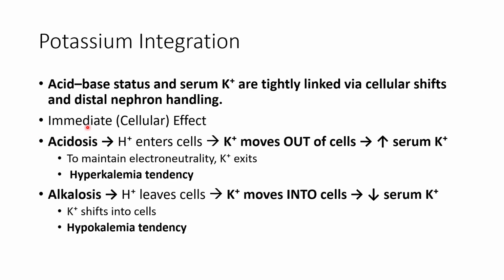In the immediate cellular effect, in acidosis, H plus will enter the cell because H plus is more in the blood. So this H plus will enter inside the cell, but to maintain the electrical neutrality of the cell, it will cause potassium to move out. Thus, if there is acidosis, there will be a tendency to develop hyperkalemia in this patient. Now, the same thing in alkalosis: if the hydrogen ions are low in the blood, then the cell will lose hydrogen from inside it, and to maintain electroneutrality it will take potassium. So potassium will move into the cell, leading to hypokalemia.